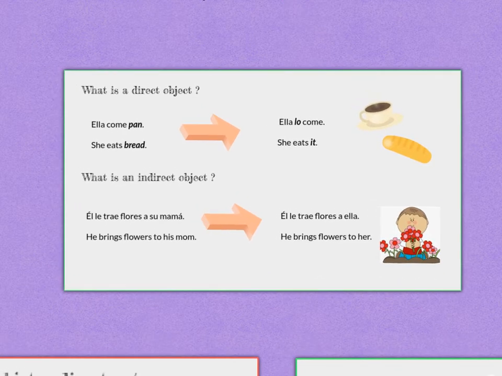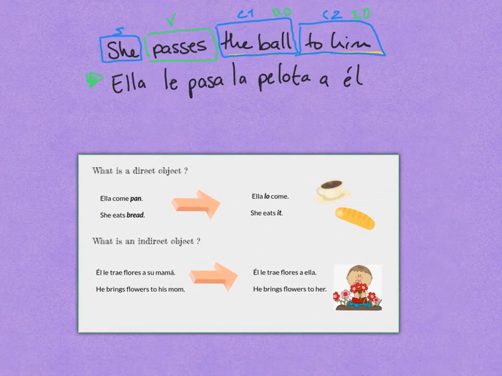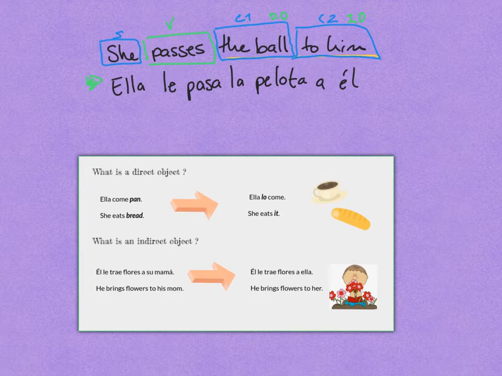So what is a direct object? A direct object, just like you can see up here, answers the question, what? Okay? So if we go back to the example up here, she passes the ball to him. If I say she passes what? She passes the ball. So the ball is a direct object. We can see it again in this other example where we say ella come pan, or she eats bread. She eats what? She eats bread.